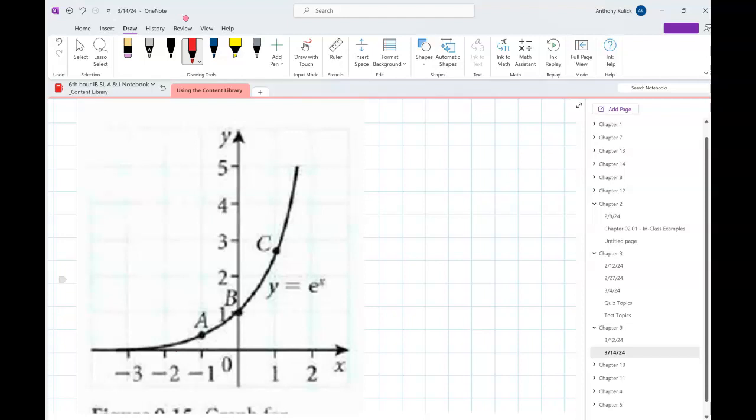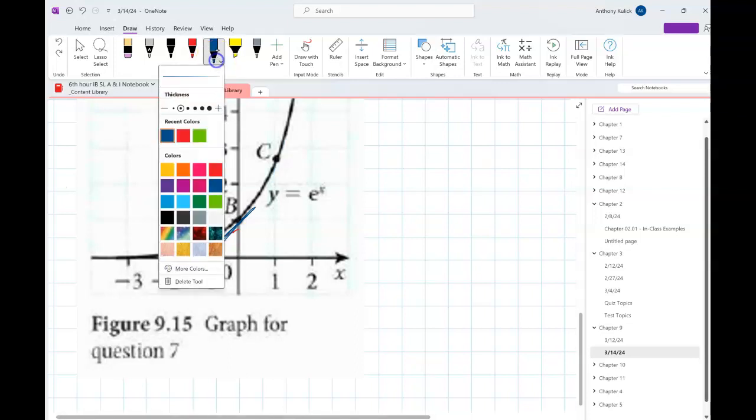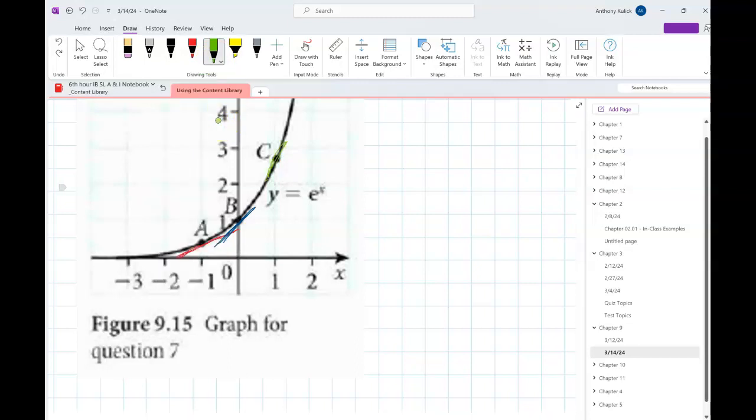So we would do, I'm going to do that tangent line, right? Guess what the slope of that's going to be approximately? 1 over e. And then I'll do this one. The slope of that one's going to be approximately 1. And then we'll do this one. That slope's going to be approximately e.